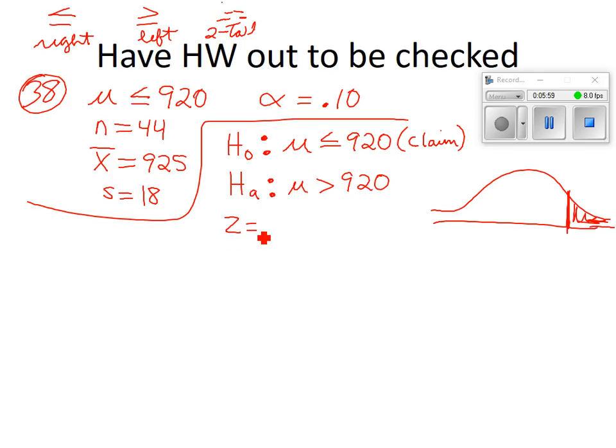How do you find the Z? X bar minus mu divided by the standard deviation over the square root of n. Slow down so we can do it. Have your calculators out to help me. 925 minus 920 divided by what? Standard deviation, 18, divided by the square root of 44. Anybody figure that out for me?